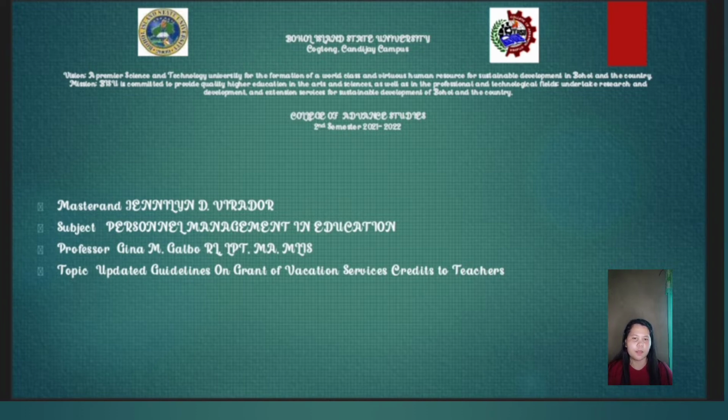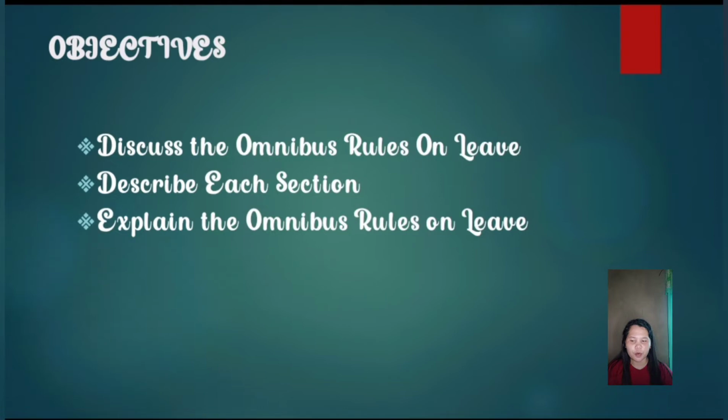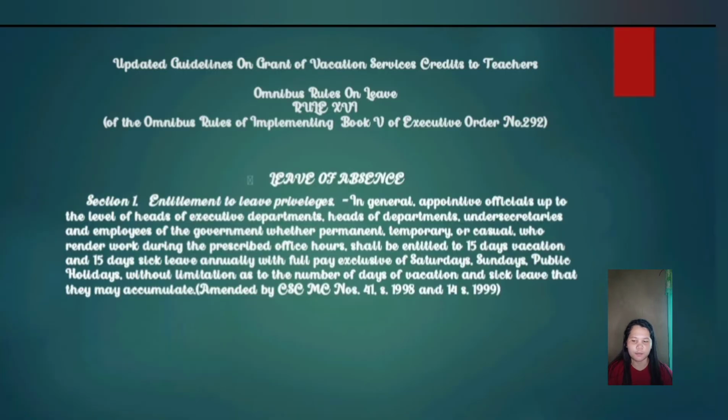I am Jenilyn Dimitila Verador, 23 years of age, and my topic is all about updated guidelines on grant of vacation services credits to teachers. So here are my objectives: discuss the Omnibus Rules on Leave, describe each section, and explain the Omnibus Rules on Leave.